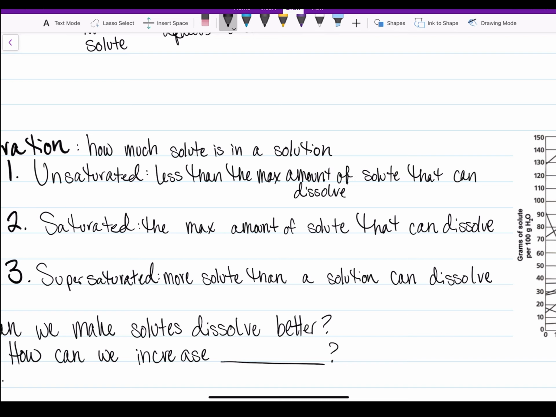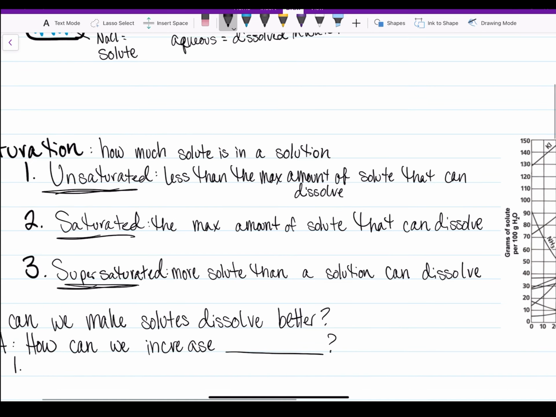Right, so unsaturated, you taste the salt water, it's super weak. Saturated, tastes salty because it's the maximum amount that can go in there. And then supersaturated is like there's salt on the bottom and it tastes gross. So those are our different types of saturation.